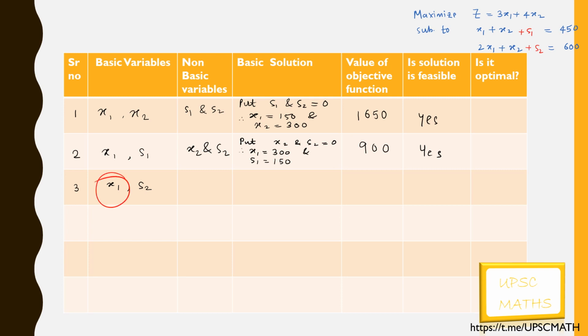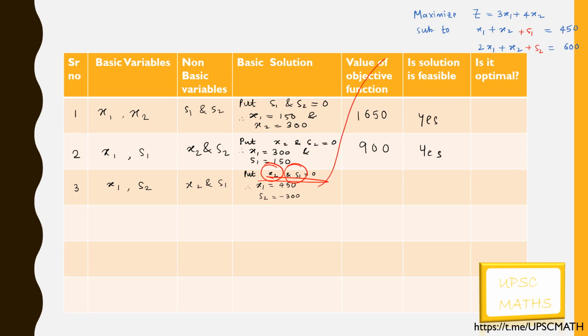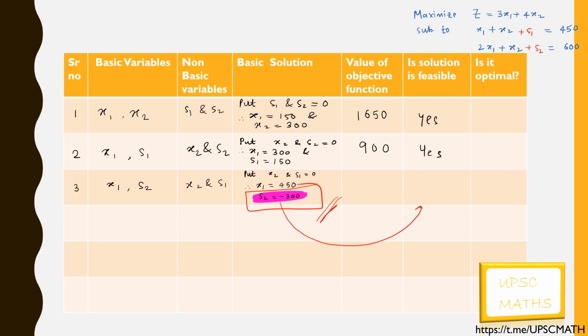Now consider x1 and s2 as basic variable and hence x2 and s1 becomes the non-basic variable. When we put x2 and s1 equal to 0 in the given constraints, we get x1 equal to 450 and s2 equal to minus 300. Since one of the value lies in negative coordinate, which is contradicting the given non-negativity condition, these solutions are considered as infeasible and they are dropped from further consideration.